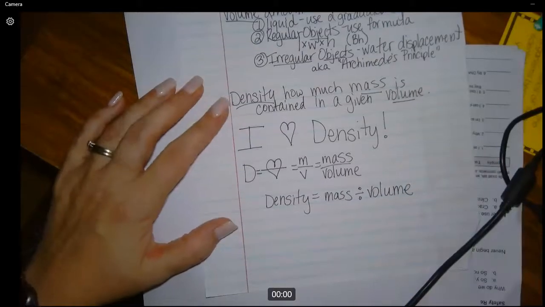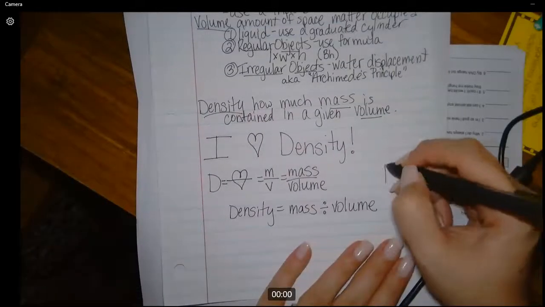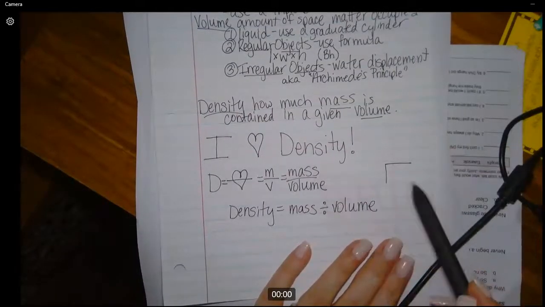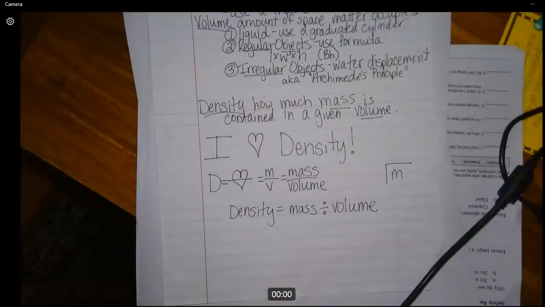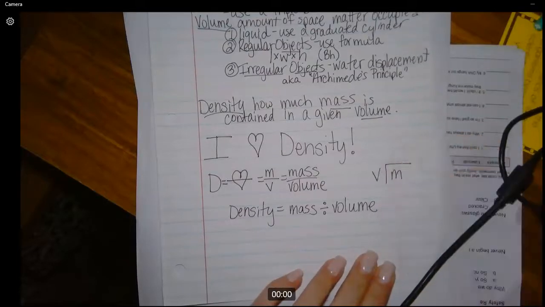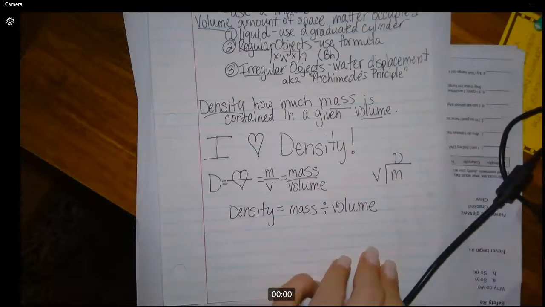And you talked about all the different ways to show division this year in 6th grade math. If we were going to put this into a division box, okay, remember the top number goes inside, so the mass would be inside of your division box. That would be the dividend. Your divisor, or the outside of the box, would be the volume. And then whatever your answer would be, that's your density.